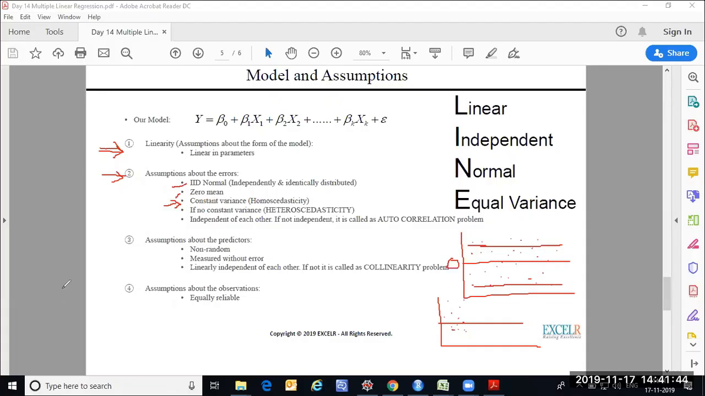What do we mean by constant variance? So when I plot these errors, the variance is nothing but the spread of the data, right? They should maintain a constant variance. The spread here in the starting should be the same as the spread you observe in the other regions. Clear?